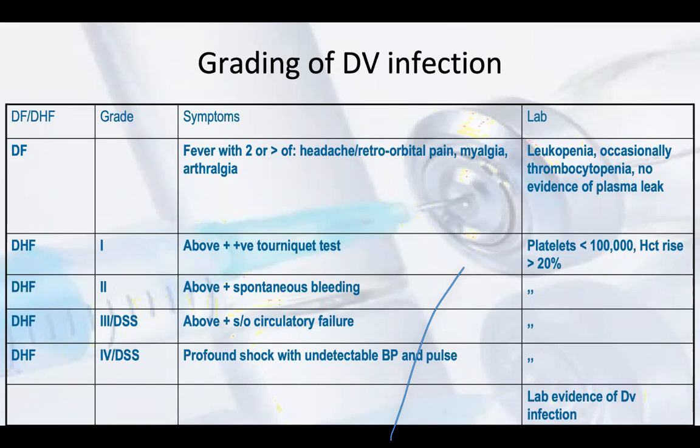Grade 2 is the above plus spontaneous bleeding, with a similar platelet fall and hematocrit rise. Grade 3 is the above plus shock with circulatory failure. Then profound shock with undetectable blood pressure and pulse is found in grade 4. That confirms the evidence of dengue virus infection.